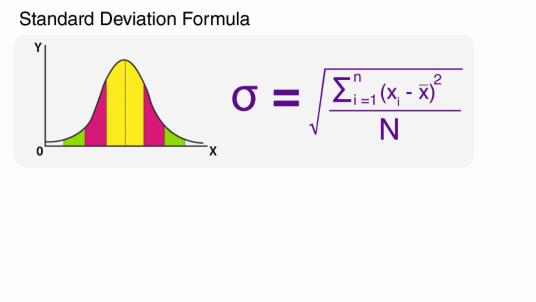What is standard deviation? Standard deviation is a statistic that quantifies the amount of variation or dispersion in a set of data values. A low standard deviation indicates that the data points are close to the mean, while a high standard deviation indicates a wider range of values.